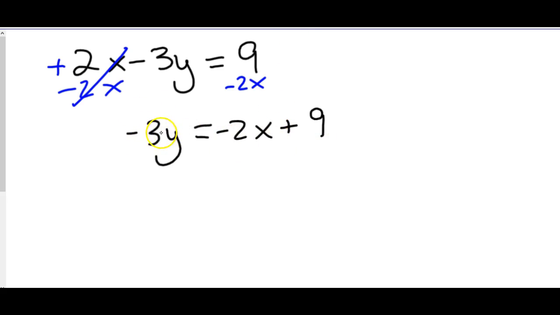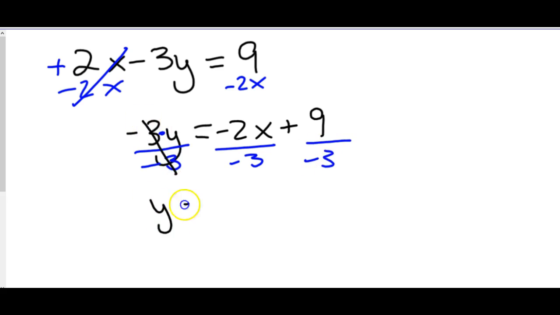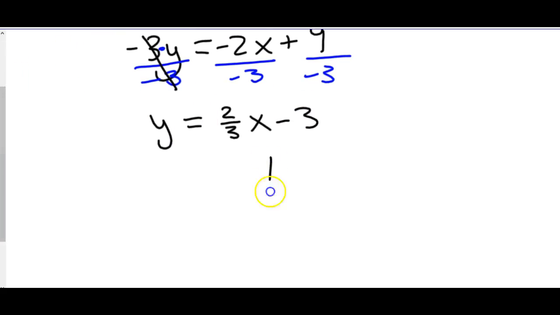Next, we have the -3 times y. This time we only want to move the 3, which means we have to divide. But we divide all of them by -3. So this gives me y equals a negative over a negative is positive, so +2 over 3x. 9 divided by -3 is -3. Now that we have it in slope-intercept form, we can graph this.